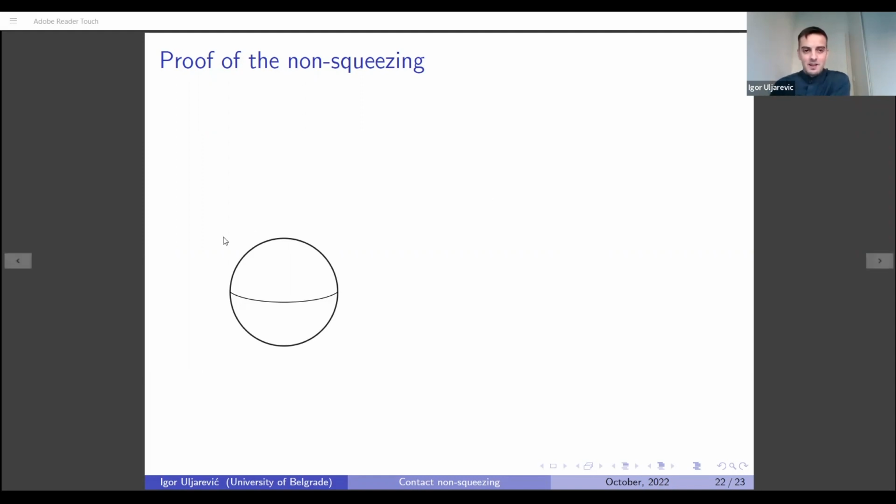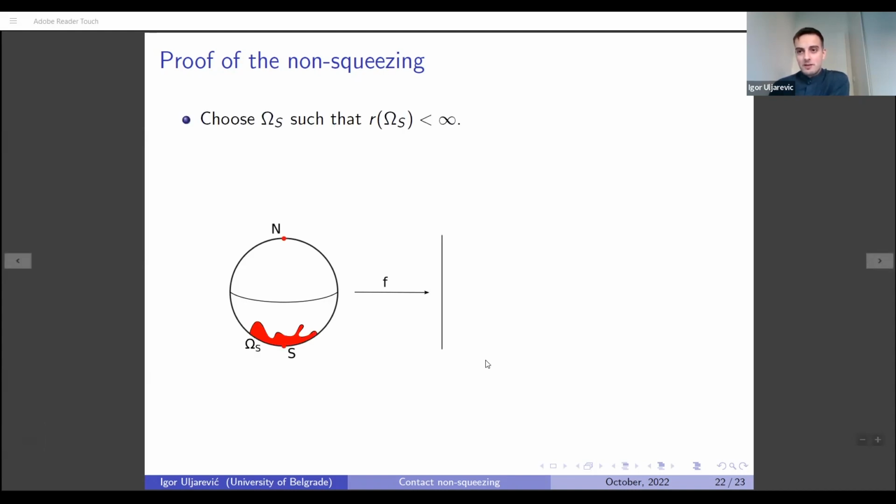Now, since this boundary is a homotopy sphere, then there exists a Morse function with precisely two critical points. I'll call them N and S. I will denote by omega S the polydisk in a Darboux chart. And as we saw, the rank of this polydisk, omega S, is finite. It's actually bounded by the sum of Betti numbers of W.